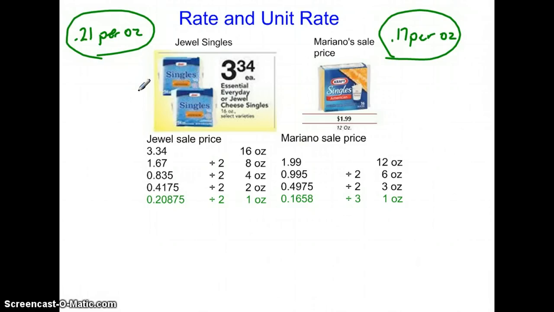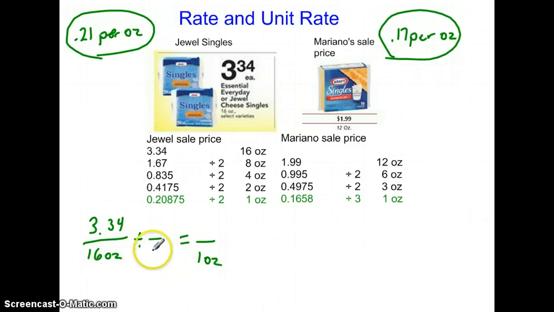Now, frankly, there's some work involved with the table method, but it will get you there. It will get you to the unit rate. Another method is setting up a proportion. So if we said that $3.34 for the Jewel cheese at 16 ounces, what would we need to divide by in order to get to 1 ounce?